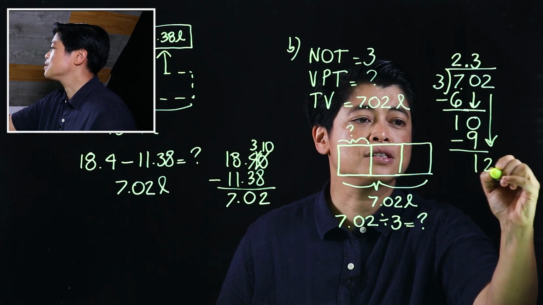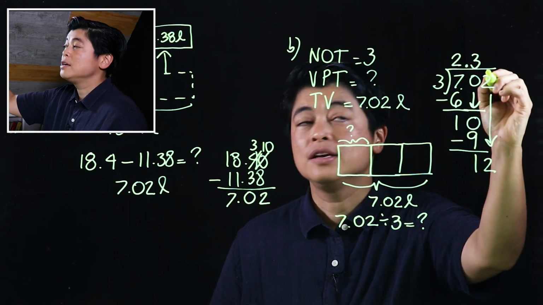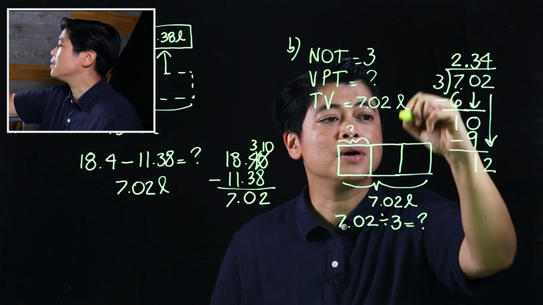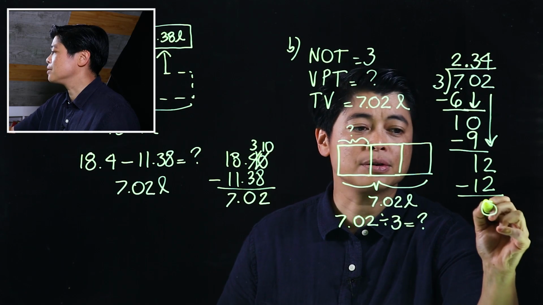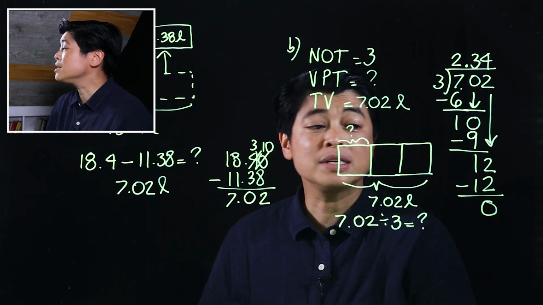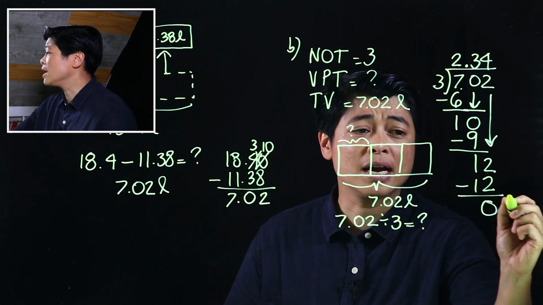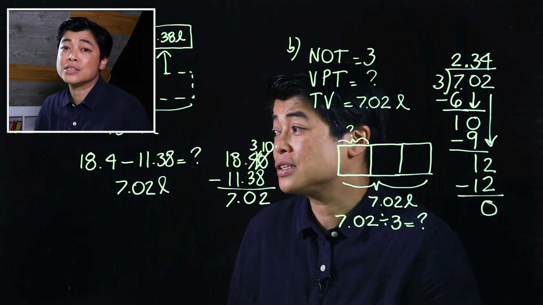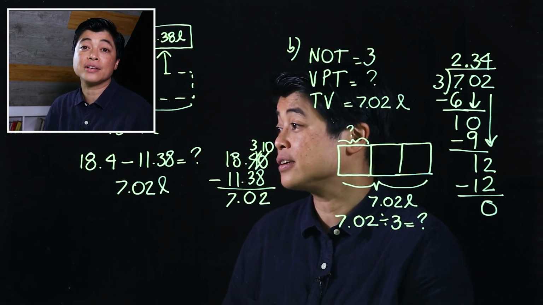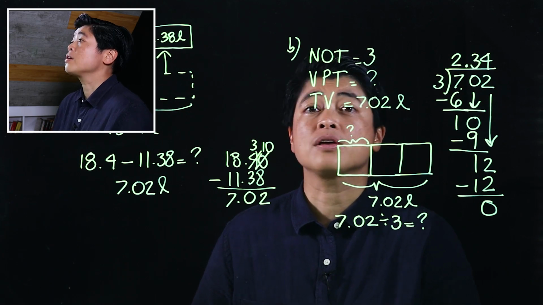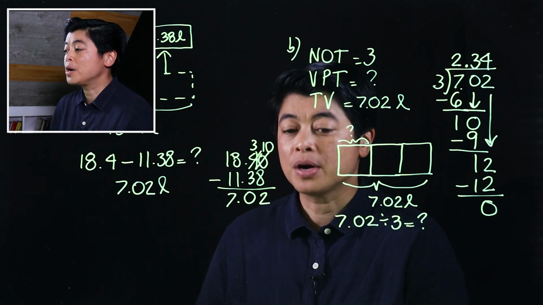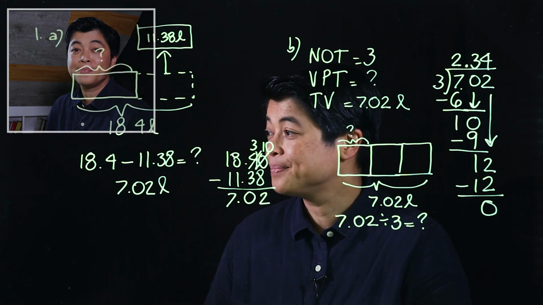Bring down is 12. Divide, which means this is 4. Multiply, which is 12. Subtract, which means 0. At times you will see that I don't put the 0 anymore. I just put the line. That's the same because there's nothing that follows after. So clearly, there are 2.34 liters per container.